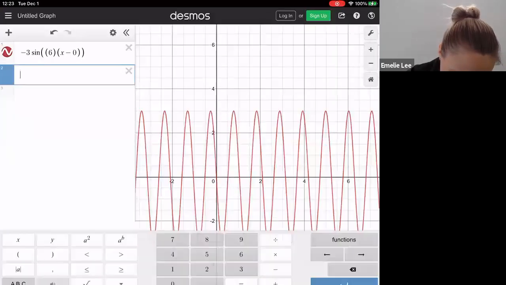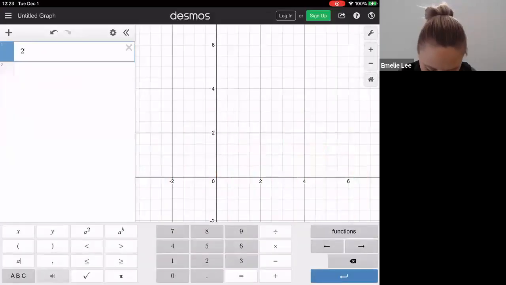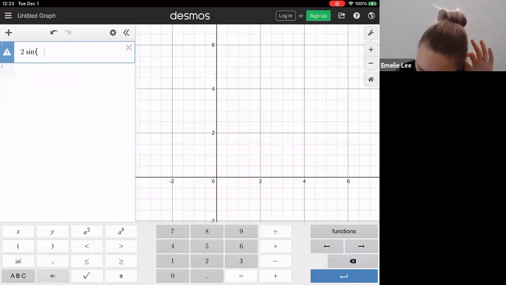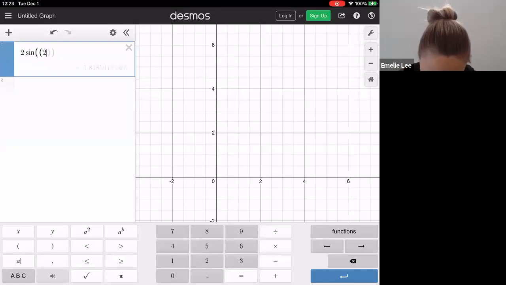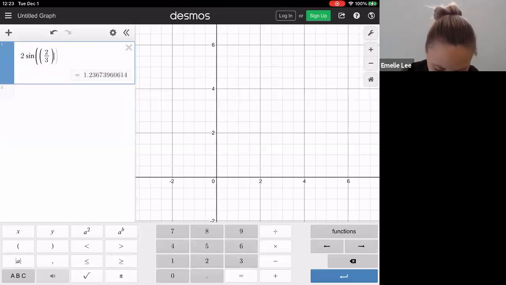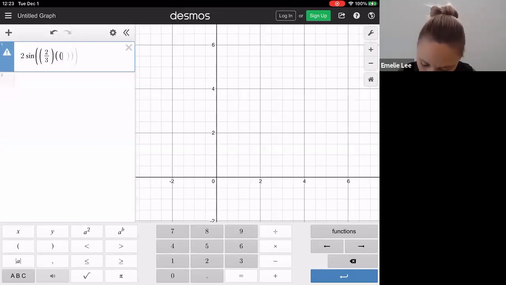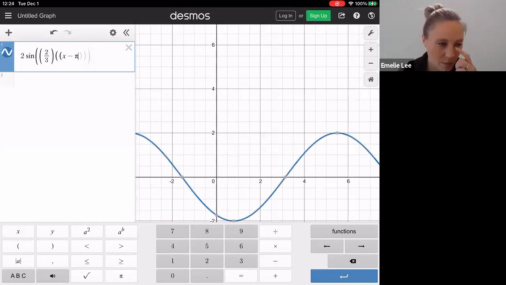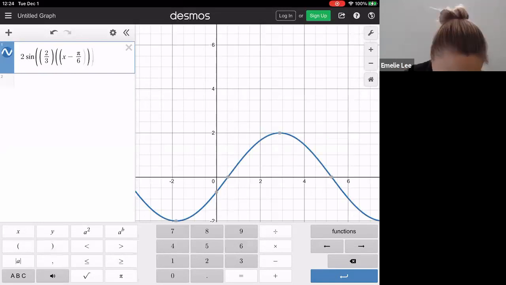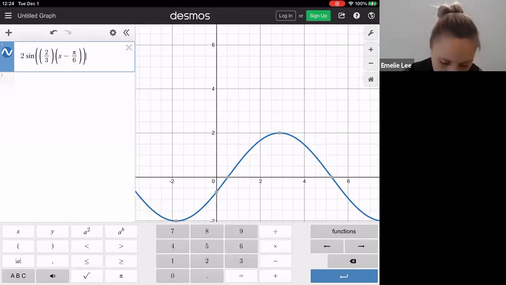Okay, get rid of these ones. So it was 2 and then sine. Hopefully, oh yeah, I've got them here. And then remember, you're going to do everything inside the sine with brackets. So 2 over 3, close those brackets, and then x minus pi over 6. Remember, there's a pi button down in the left-hand corner there beside the square root. Pi divided by 6. And those brackets, well, there's an extra set of brackets here, and those brackets.